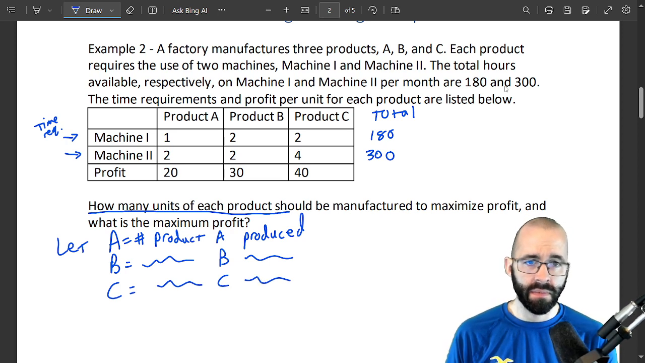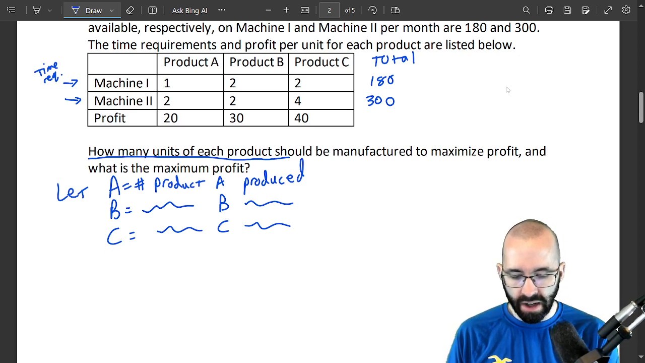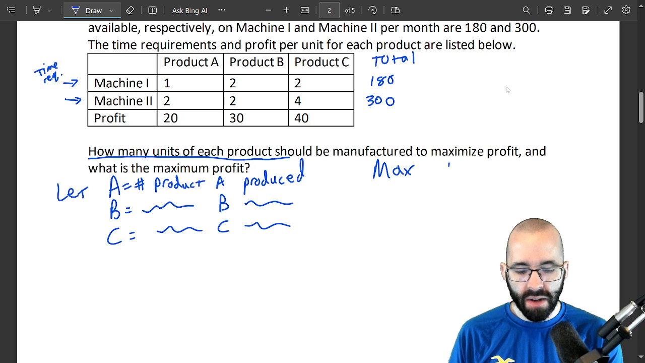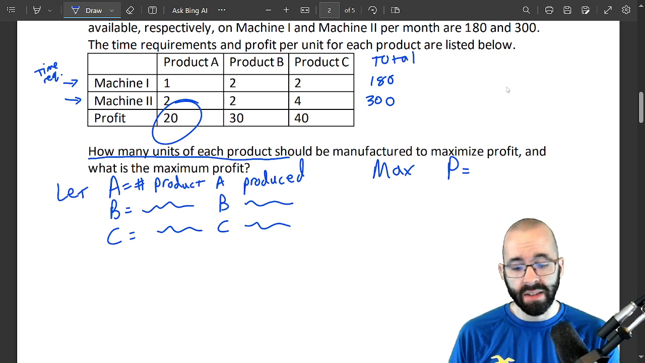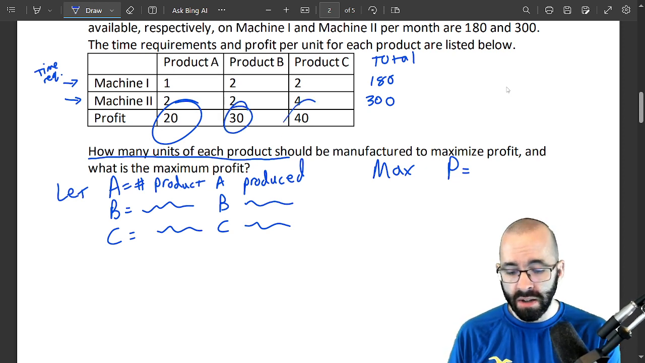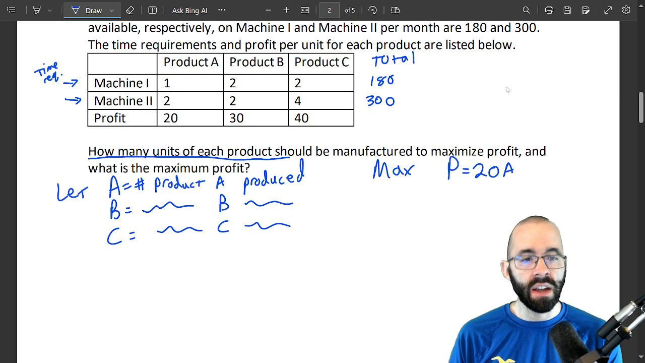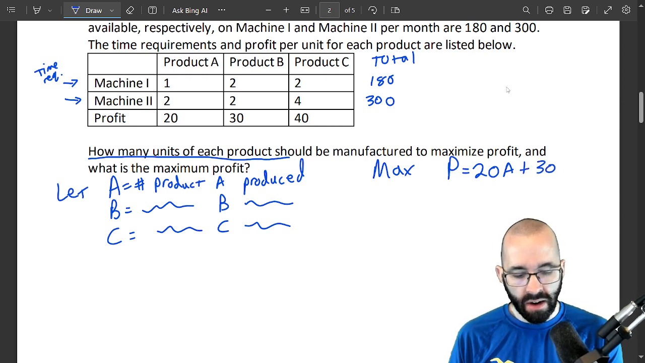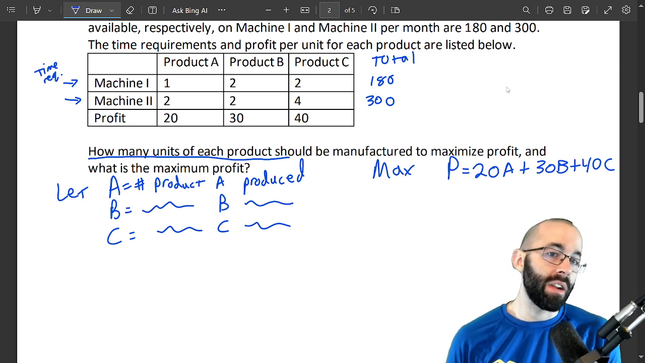All right. And we want to maximize profit. So we're going to say that we want to maximize our profit, which is P. What is our profit? Well, it's going to be 20 for every product A, 30 for every product B, 40 for every product C. We'll add those individual profits together. 20 for every A, plus 30 for every B, plus 40 for every C. That's our profit function. That's our objective function. We're trying to maximize this.